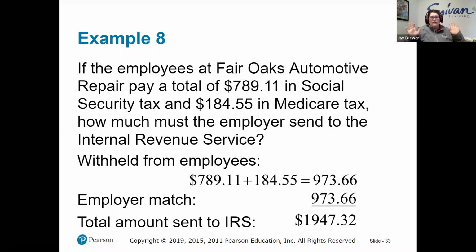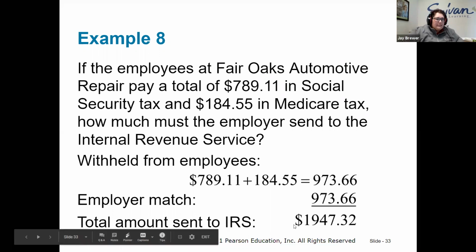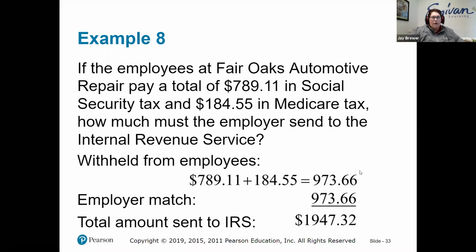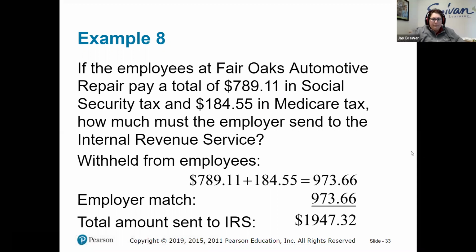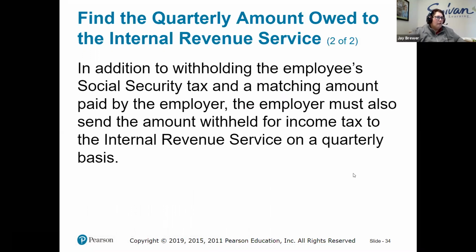Okay. Do we all get that now after the first bit of confusion? So this is how much the employer is sending, but it's not all coming from the employer. The first half is coming from the paycheck deductions. The second part is being matched by the employer, and then all together is what the IRS is getting. Cool? Cool. All right. Almost done, guys.